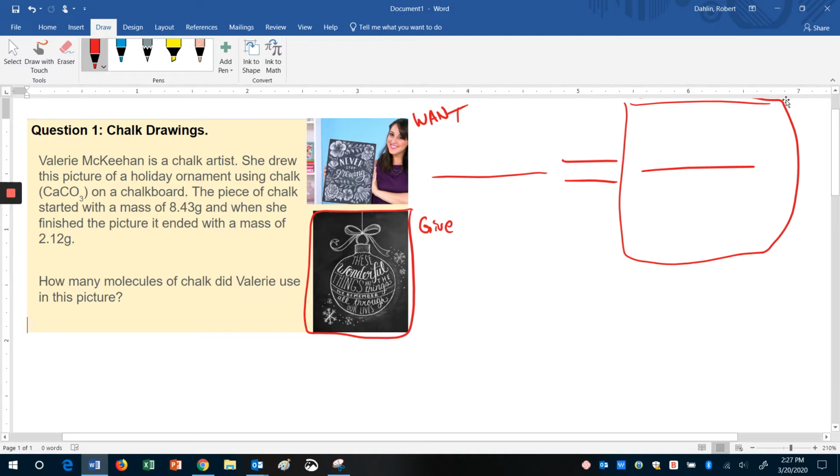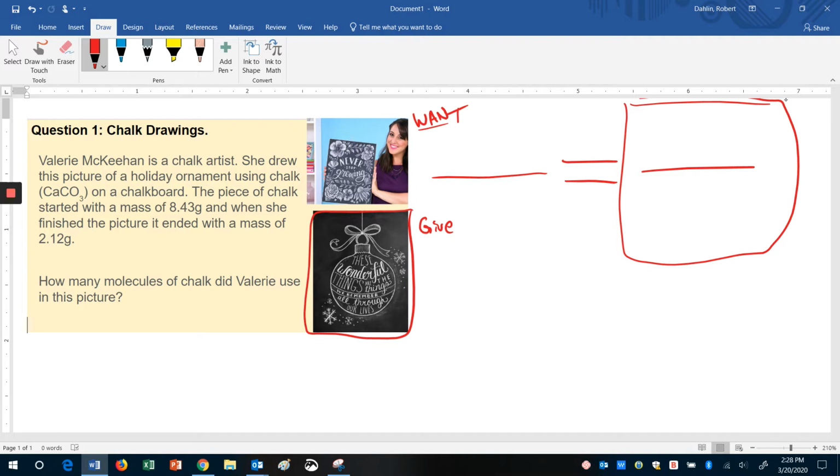So let's dive into the question and look at which ones we have here. First, we want to figure out what the question wants me to find. So we just read through. Valerie McKeenan is a chalk artist. She drew this picture of a holiday ornament using chalk, which is CaCO3, on a chalkboard. The piece of chalk started with a mass of 8.43 grams, and when she finished the picture, it ended with a mass of 2.12 grams.